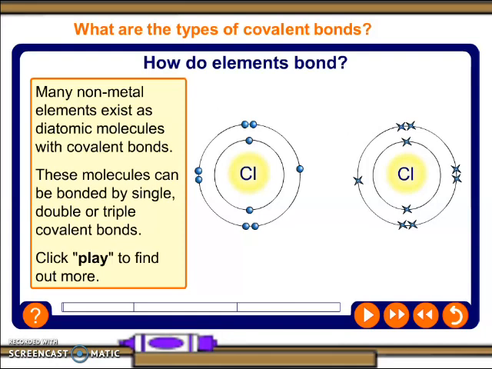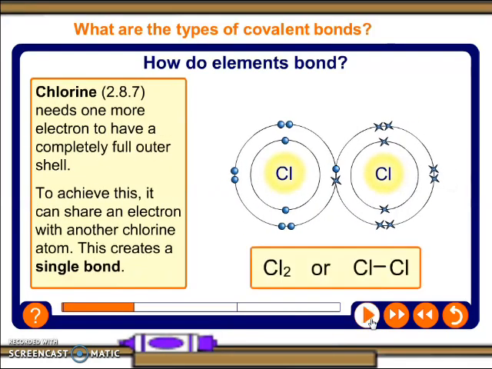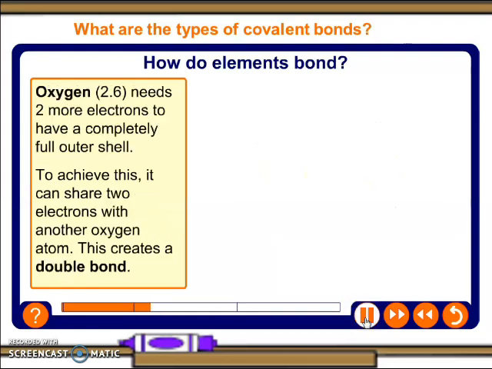What are the types of covalent bonds? Many nonmetal elements exist as diatomic molecules with covalent bonds. These molecules can be bonded by single, double, or triple covalent bonds. This animation shows how covalent bonds form between atoms of the same element. Chlorine needs one more electron to have a completely full outer shell. To achieve this, it can share an electron with another chlorine atom. This creates a single bond.